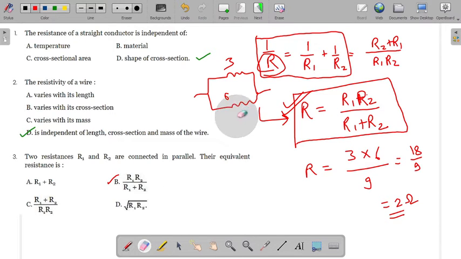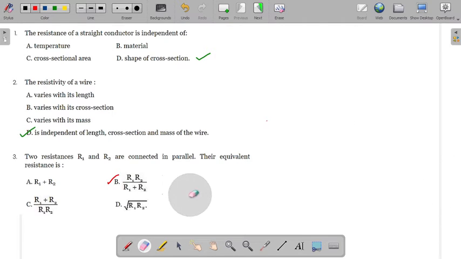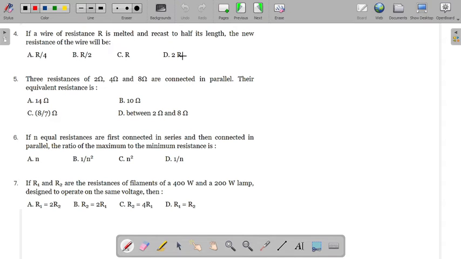Okay, so moving on to the next part of the worksheet. So here we have question number 4. If a wire of resistance capital R is melted and recast to half of its length, the new resistance of the wire will be. It is a very important question and there are a few points you have to notice in this question.